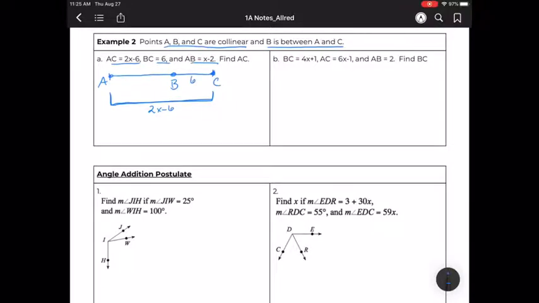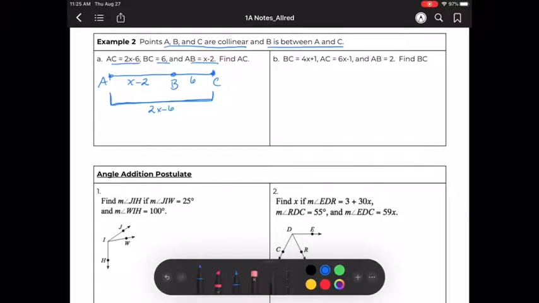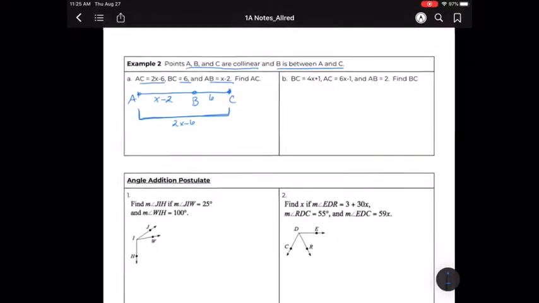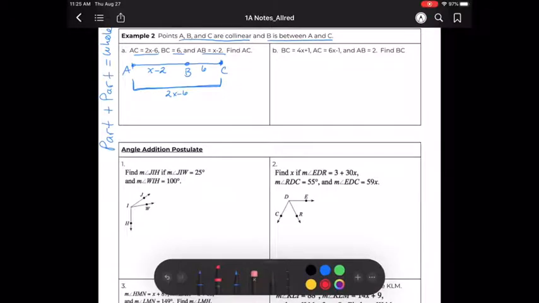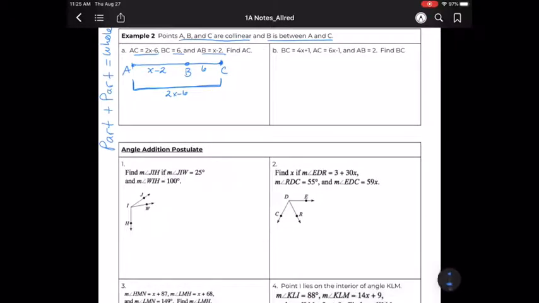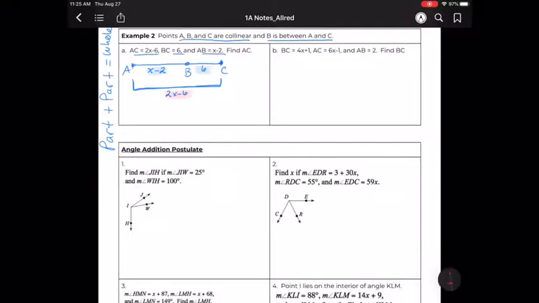Then from B to C is just the value 6. But from A to B is x minus 2. Well, I need you to remember something. We are using the idea that part plus part equals whole. So in each of these cases, we have a part, and a whole amount. So that's your whole amount, the 2x minus 6, so that's what everything is equal to.